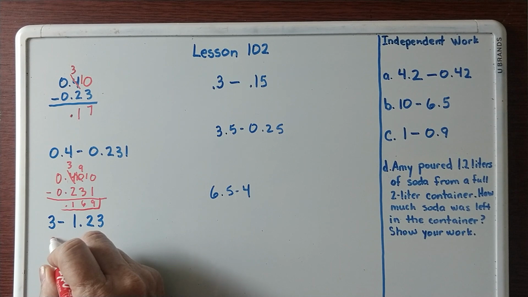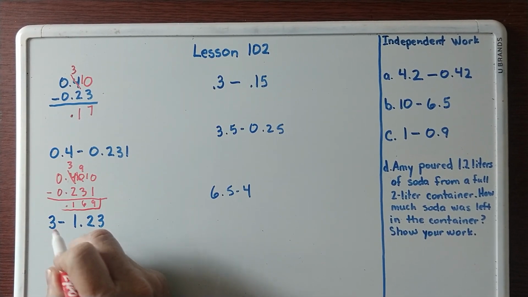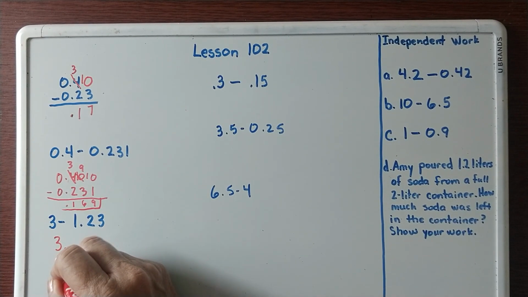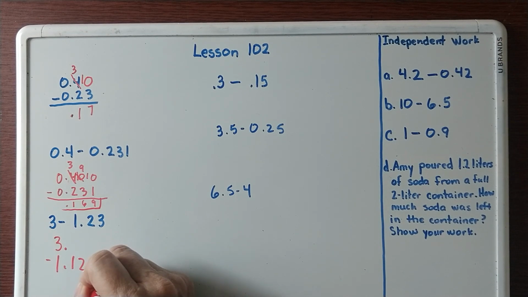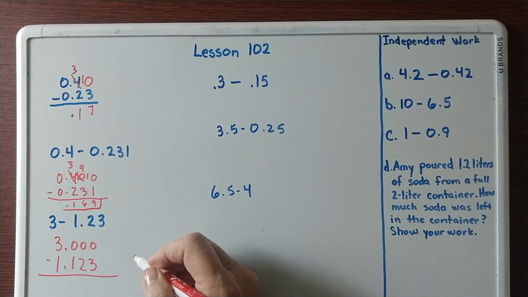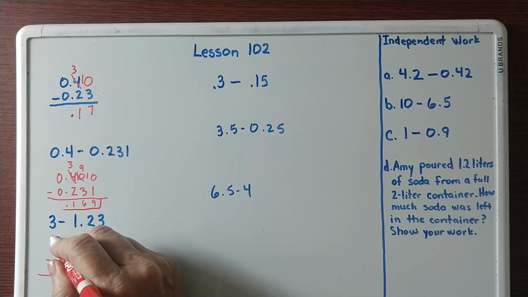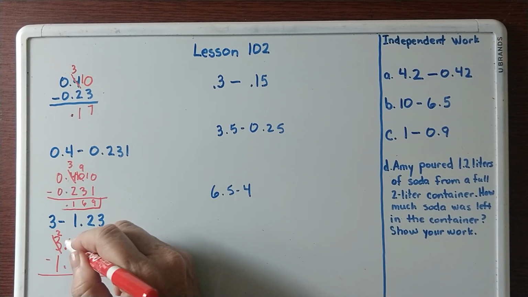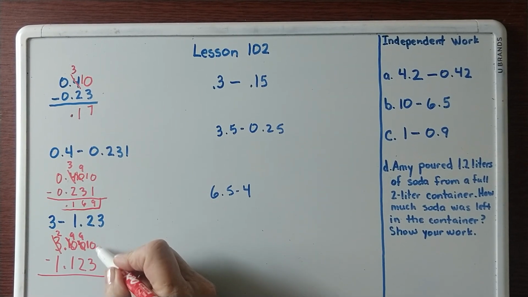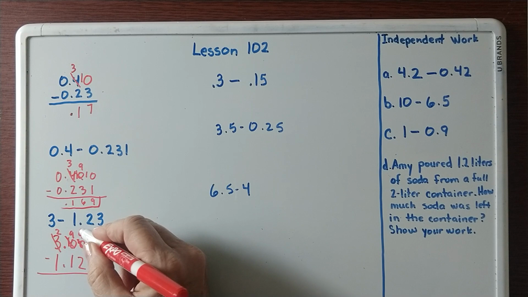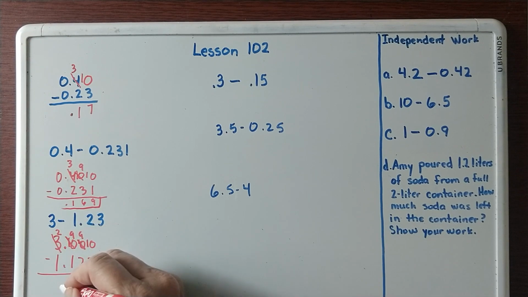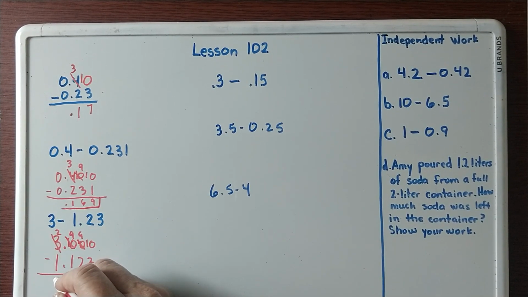Okay, now we're going to go ahead and do this one, 3. And any number that doesn't have a decimal, you assume the decimal after the whole number. So take away 1 and 23/100ths. So we're going to fill in our zeros. All right, and same thing, we have to go all the way back to the 3, make that a 2, 10, 10, 10. All right, so 10 take away 3, 7, 9 take away 2, 7, 9 take away 1, 8. Don't forget the decimal, 2 take away 1, 1.